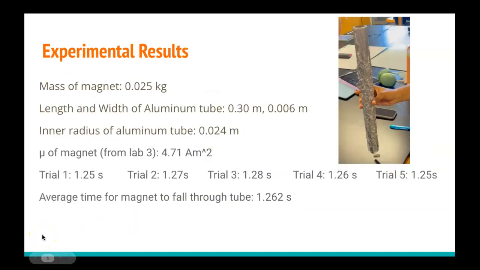Here are some of the measurements from our experimental results. The mass of the magnet was found to be 0.025 kilograms, the length and the width were found to be 0.3 meters and 0.006 meters, and the inner radius of the tube was found to be 0.0245. We used the mu of the magnet from Lab 3, which was 4.71 amps squared. The average time for the magnet to fall through the loop based on these 5 trials was 1.262 seconds.